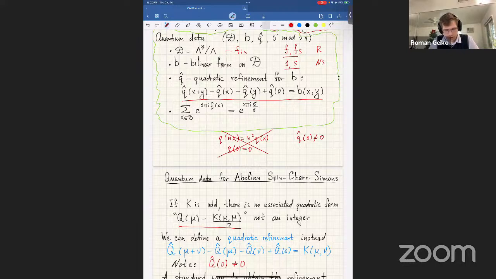I'm just trying to define it. So an NS sector is not different from a bosonic theory. And if I know the R sector, I know the NS sector as well. So why do you call them R and NS in this case? Because this is something associated to a circle with periodic boundary conditions.